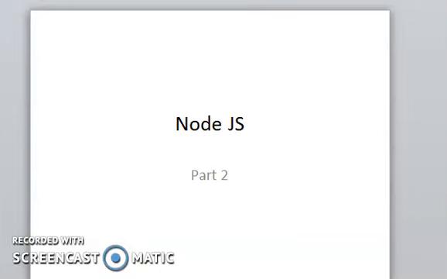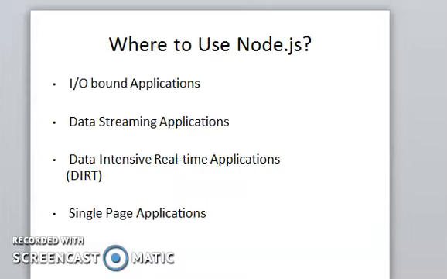Here we are discussing where we need and where we are using Node.js. Node.js is used in I/O bound applications, that means input-output bound applications. Normally we use Node.js in data stream applications, where we take data from a database. On these types of applications also we use Node.js.